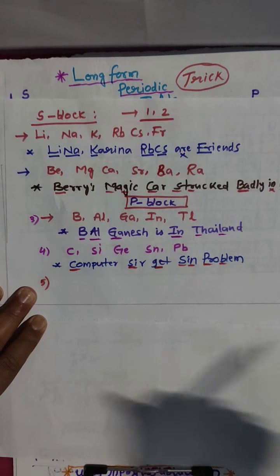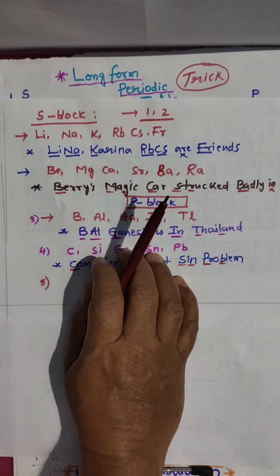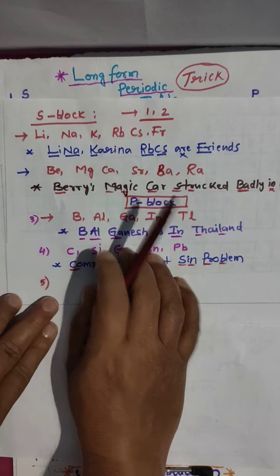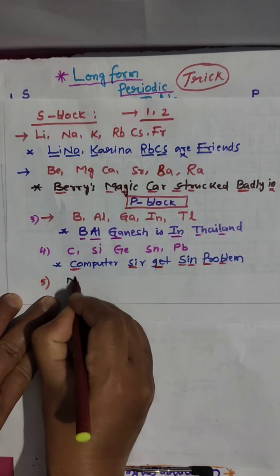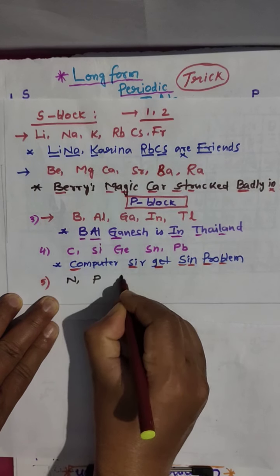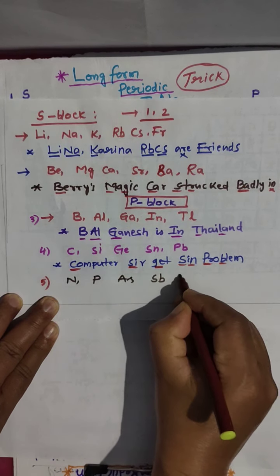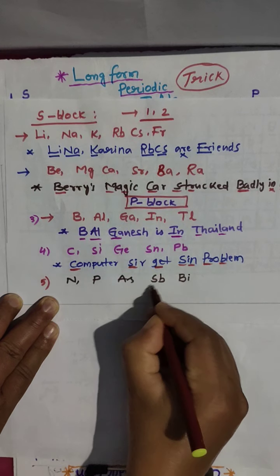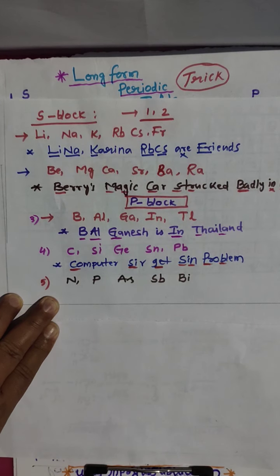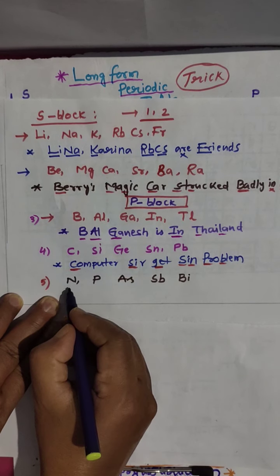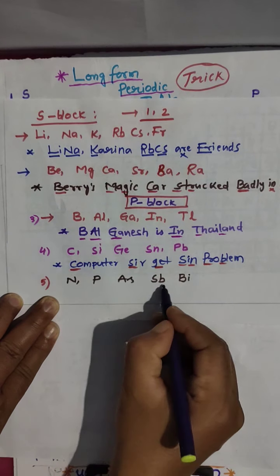Boron and carbon are completed. The next family we have is the nitrogen family. We are calling them nitrogen, phosphorus, arsenic, antimony, bismuth. Antimony is from the Latin word stibium. And now, how to remember this? Nitrogen, phosphorus, arsenic, antimony, bismuth.